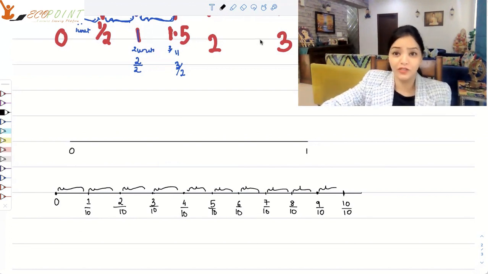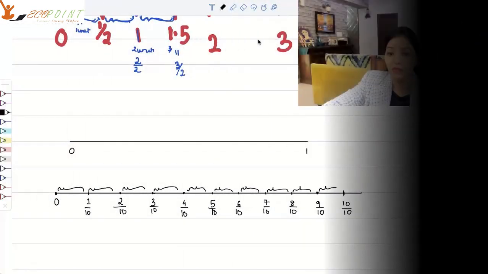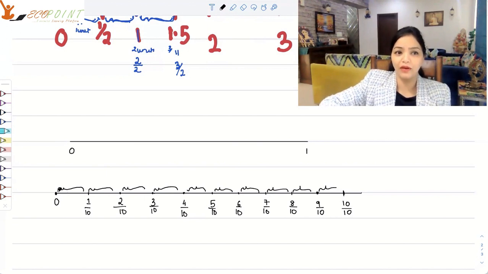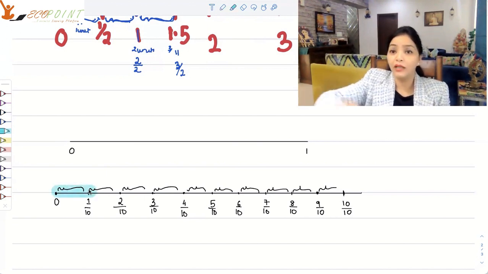It's really interesting how you can see there are infinite rationals in between just two whole numbers, 0 and 1. I've just mentioned 10 parts right now, but we can pick every part and cut it into another 10 parts and get further smaller ratios, further smaller decimals. So what I have here is 0.1, 0.2, 0.3, 0.4, and so on and so forth.